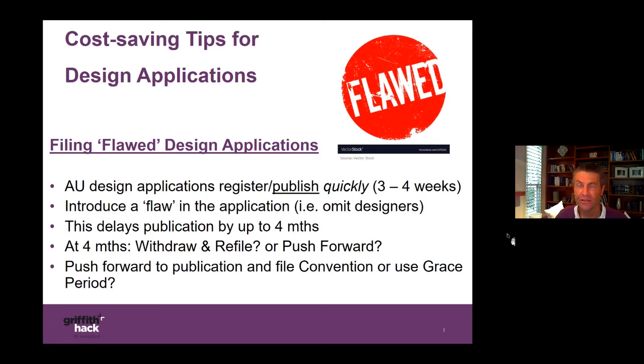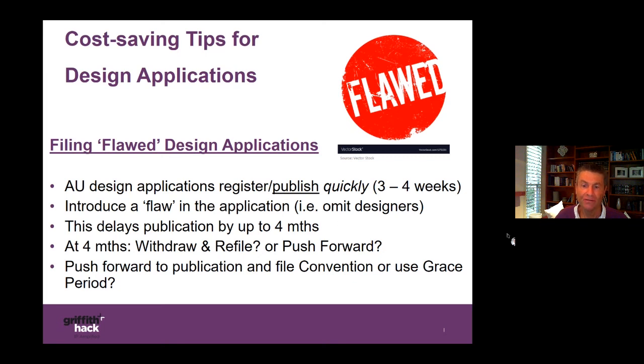But how can you use this as an Australian company? Well, it's probably not a bad idea for many applicants anyway to make use of this, because it gives you the option to delay taking action around your design application during that 4-month period. If you didn't introduce such a flaw, and if the design did go through to registration and publication in the 3 to 4 week period, then you're really locked into that timetable of getting your overseas filings made.